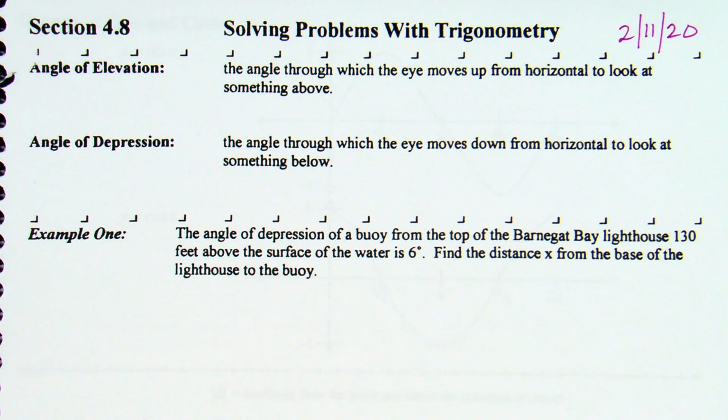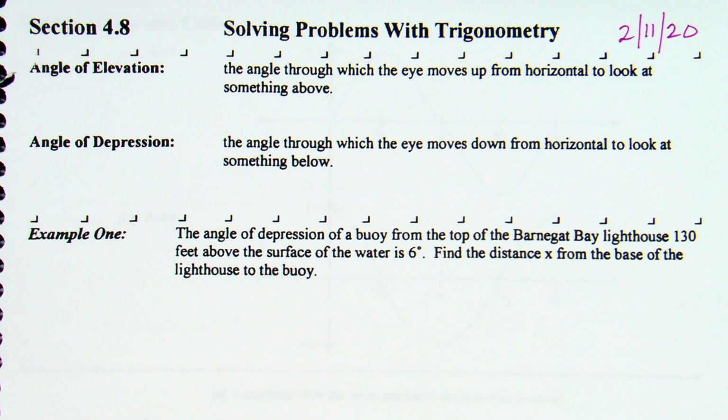Angle of depression is the angle through which the eye moves down from the horizontal to look at something below. This is more along the lines of you're standing on top of a building and you're looking down. If I'm standing on top of the building, there's the horizontal, and the angle my eyes make with that horizontal, my line of vision as I look down, is that angle. I'll show you a picture of exactly what we're talking about when we get to an example. But those are the vocabulary to be familiar with here.